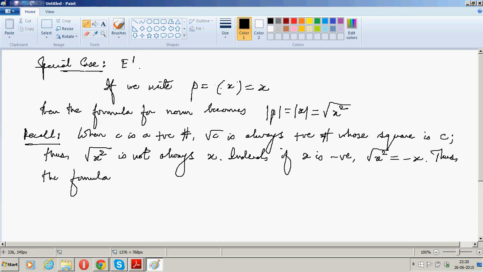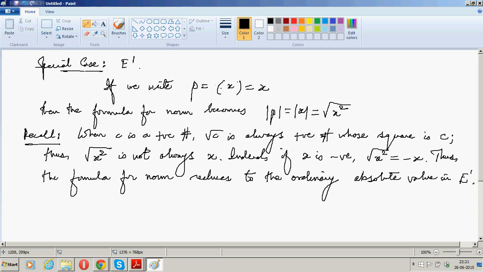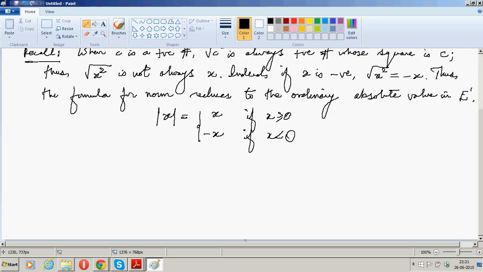Thus, the formula for norm reduces to the ordinary absolute value in E1. Okay, so mod of x equal to x if x greater than or equal to 0, and minus x if x less than 0.